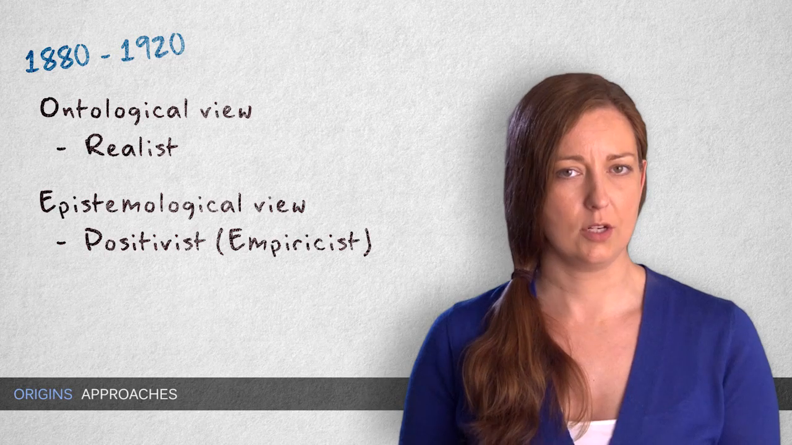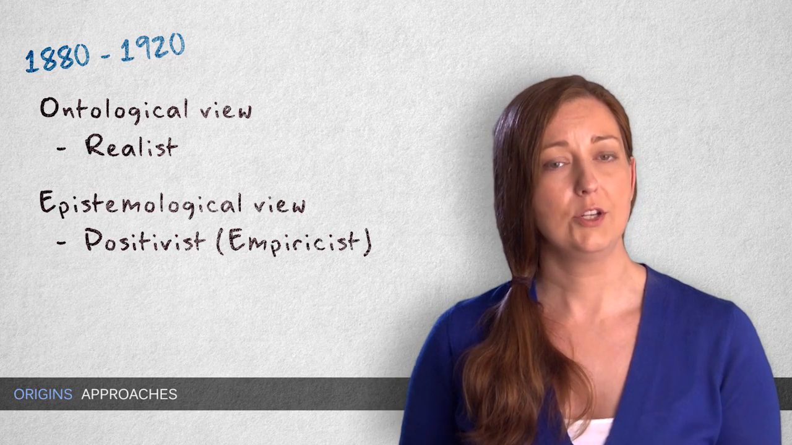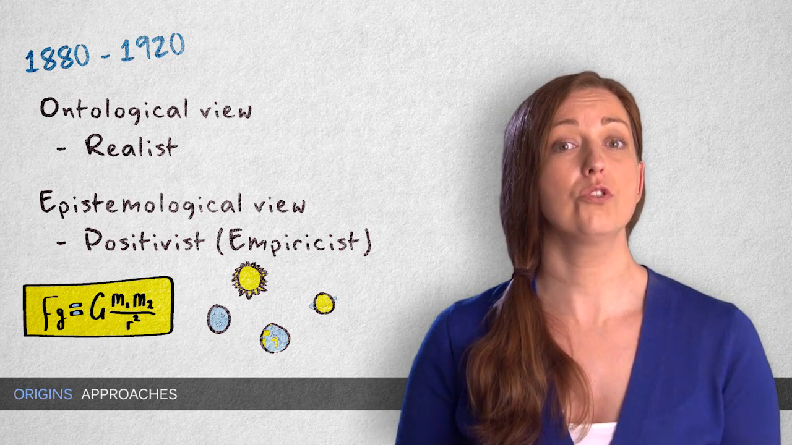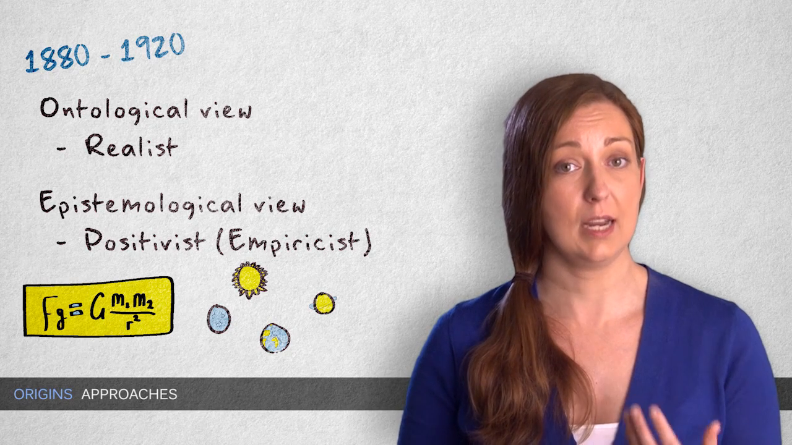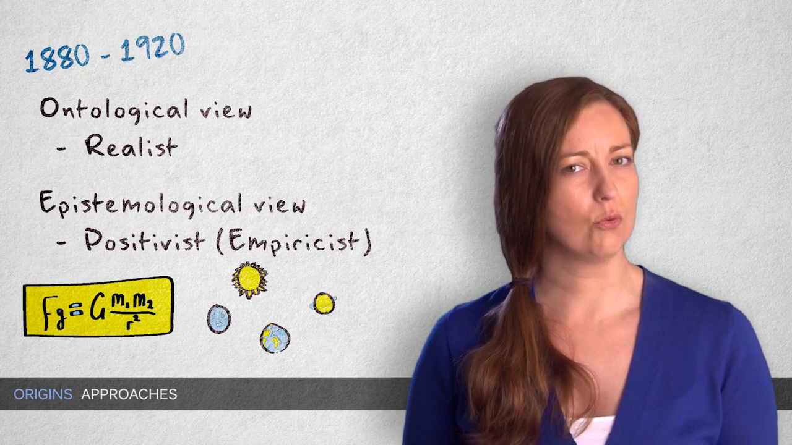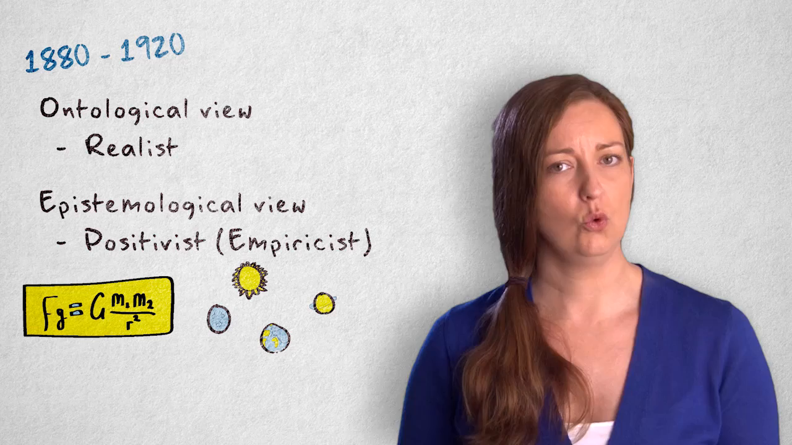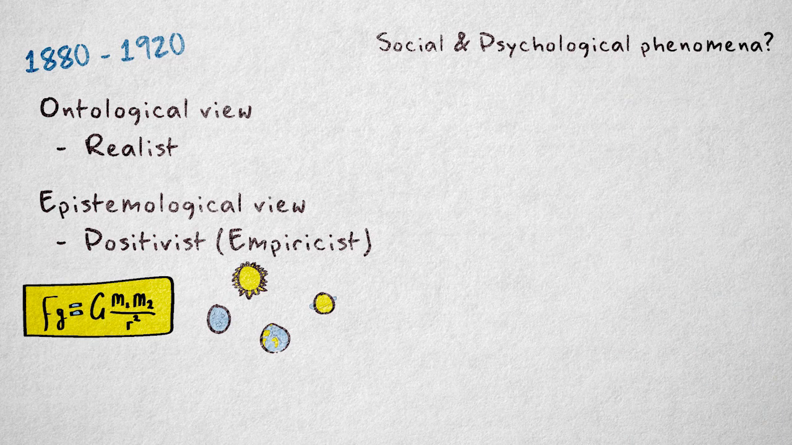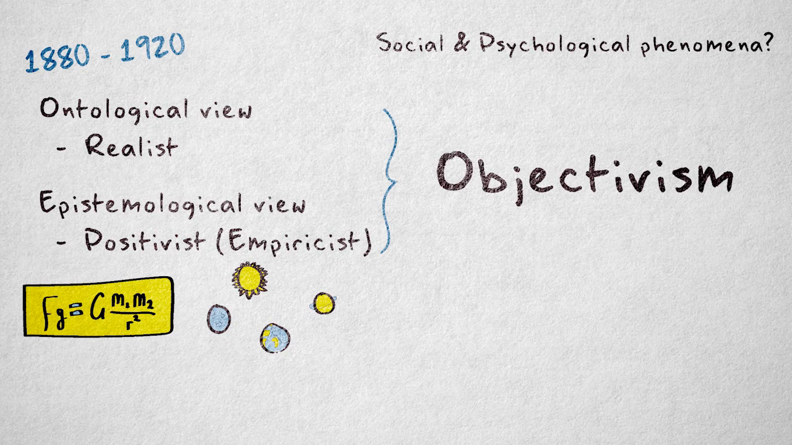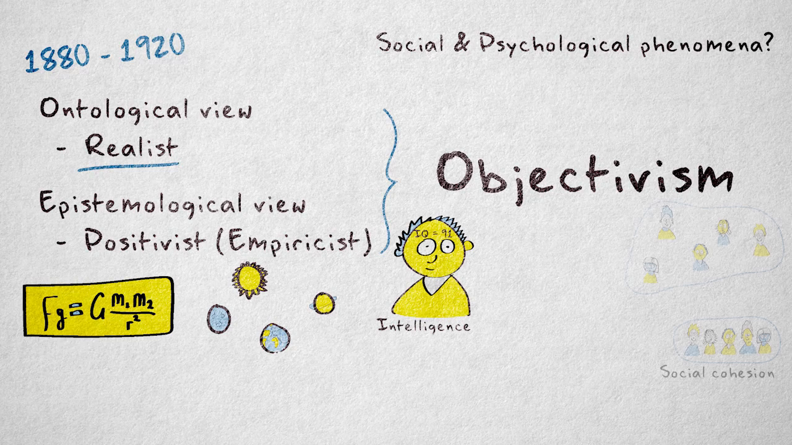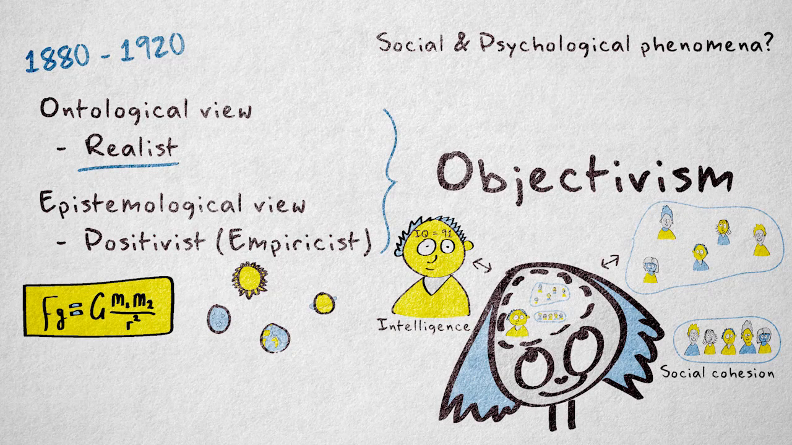This realistic, positivistic view was mostly applied to natural phenomena, but as the social sciences developed and became distinct scientific fields, the question rose whether the realistic view should also be applied to social and psychological phenomena. According to the view called objectivism, the ontological position of realism does indeed apply. Psychological and social phenomena like intelligence and social cohesion are external, independent properties that exist separately from our mental representation of these properties.